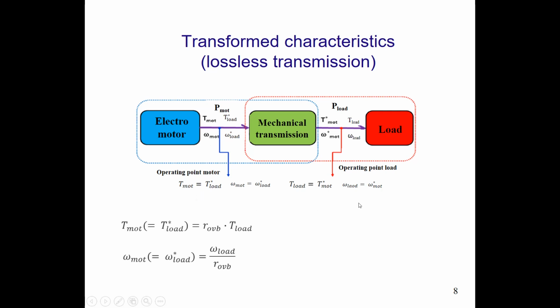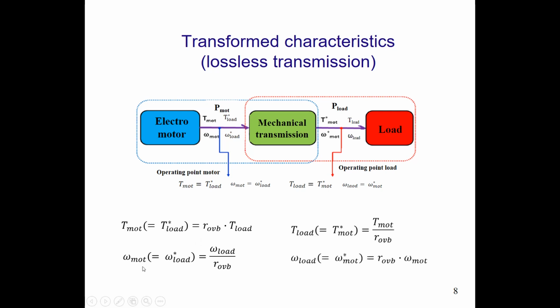So when we know that, we can say the torque of the motor is equal to the transmission ratio times T load. So the required motor torque is the load torque multiplied by the transmission ratio, which is by definition smaller than 1. So we see that the required motor torque in this case by means of that transmission is lower than the load torque. That was the purpose of that transmission.